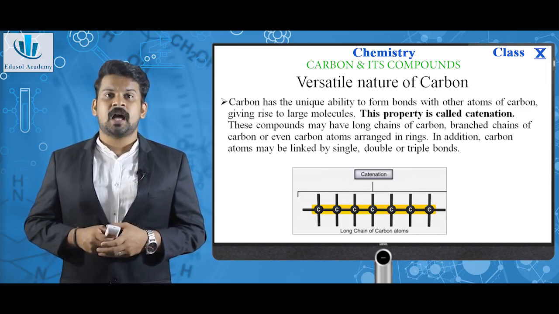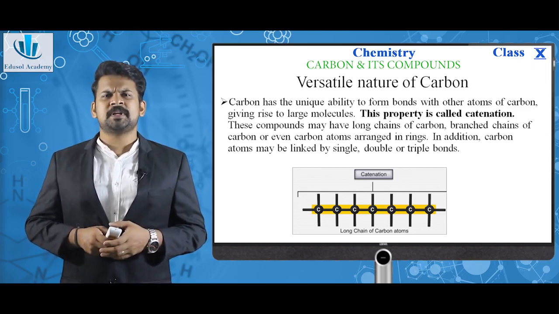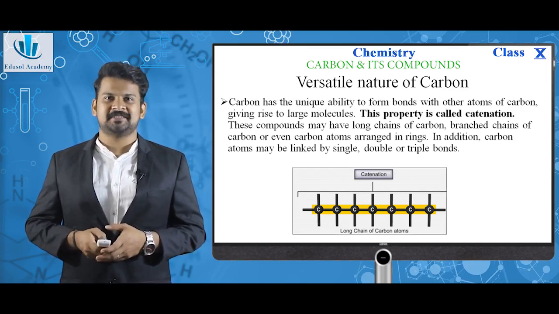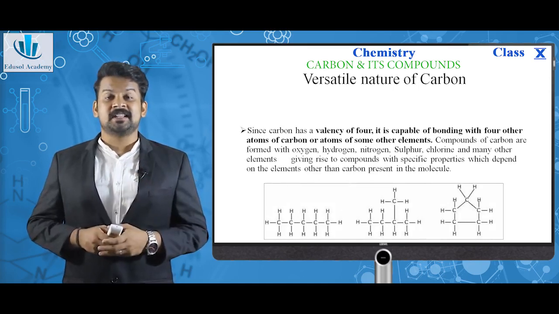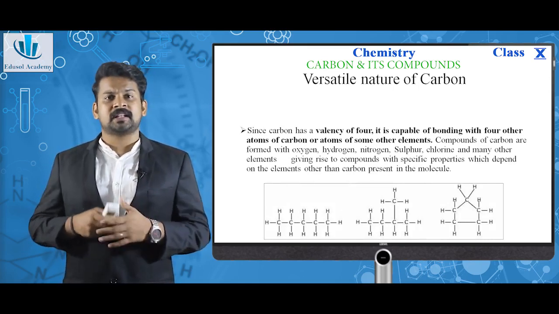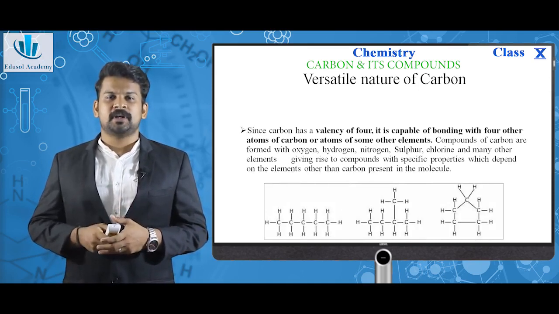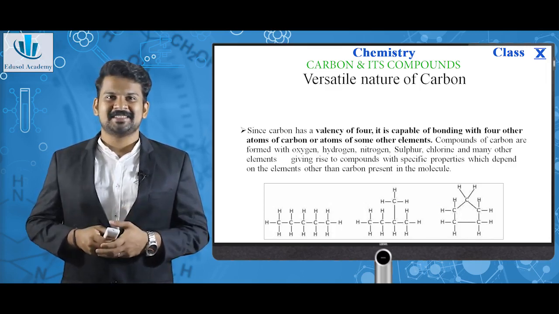In addition, carbon atoms may be linked by single, double or triple bonds. This special property is called catenation. Similarly, carbon has a valency of 4. It is capable of bonding with 4 other atoms of carbon or other atoms of other elements, thus enabling carbon to form different kinds of species with different properties.